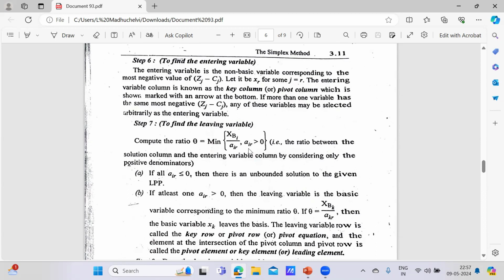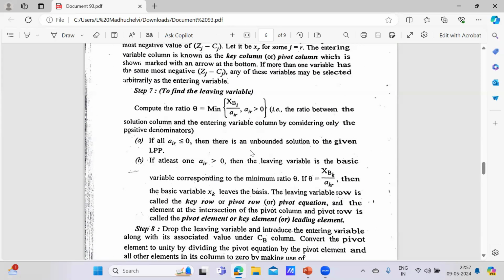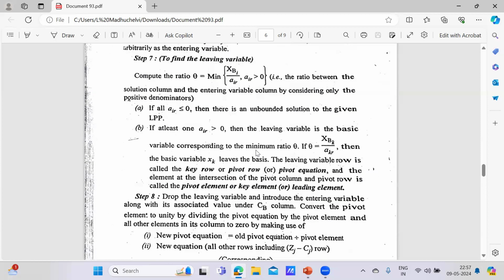If all AiR are less than or equal to 0, then there is an unbounded solution to the given problem. If at least one AiR is greater than 0, then the leaving variable is the basic variable corresponding to the minimum ratio theta. If theta equals XBK by AKR, then the basic variable XK leaves the basis. The leaving variable row is called the pivot row. The element at the intersection of the pivot column and pivot row is called the pivot element.